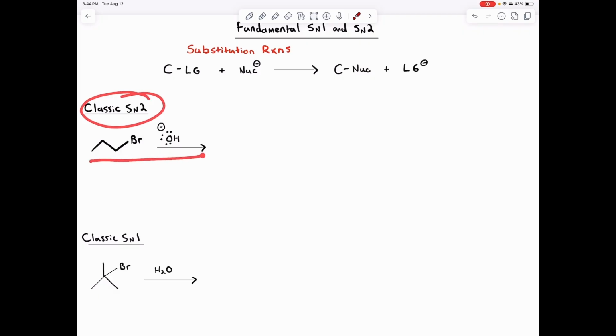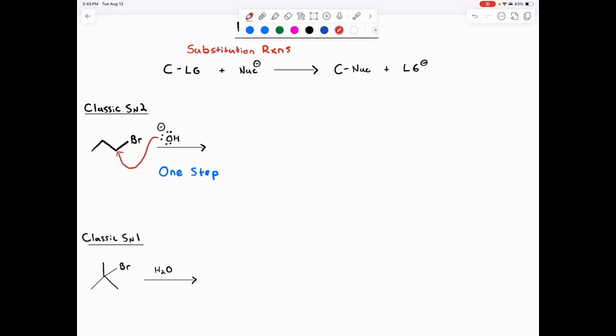This example right here is a classic example of SN2. You don't need to know why yet. Just take my word for it. Here we have a carbon with a leaving group, and we have a nucleophile. The thing I want you to take away about SN2 is that SN2 happens in one step. It happens in one go. So our nucleophile will come in, boom, and I'm actually going to add in electrons here so that we can keep track of them. Our nucleophile kicks the leaving group out, all in one step.